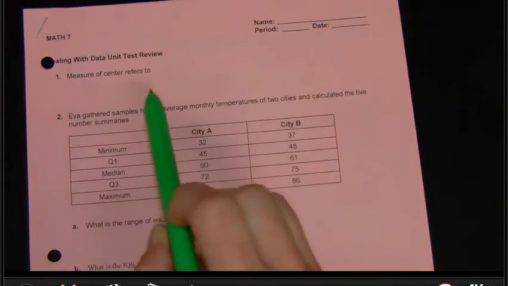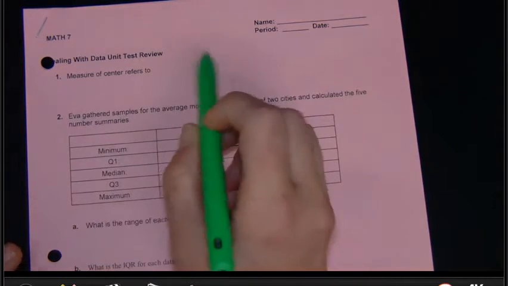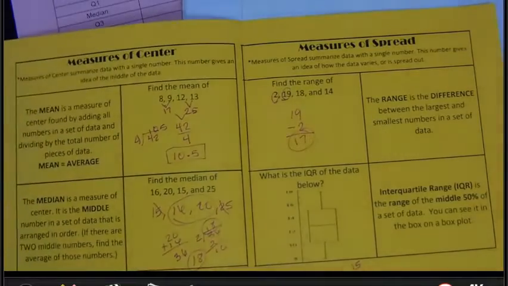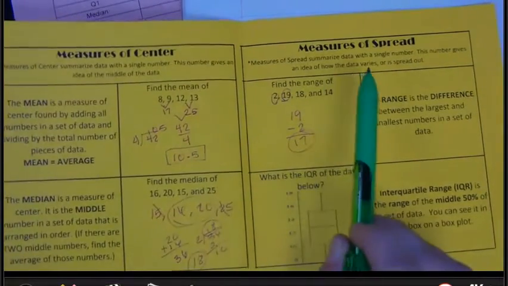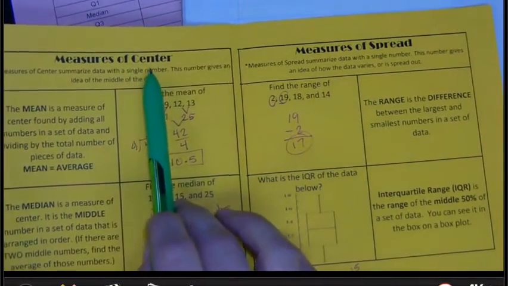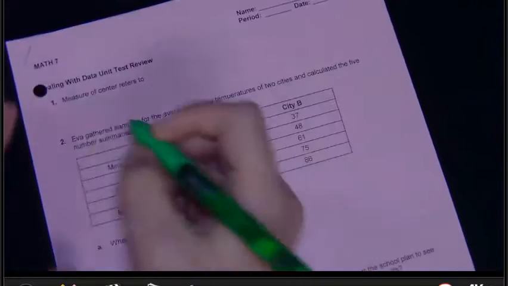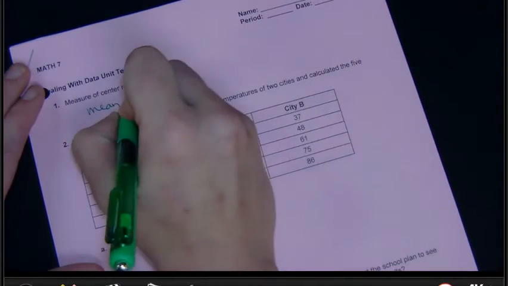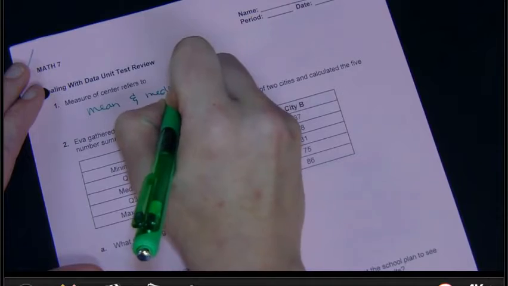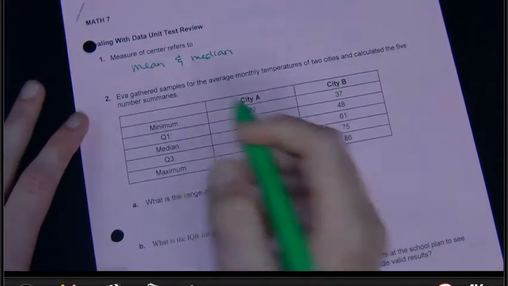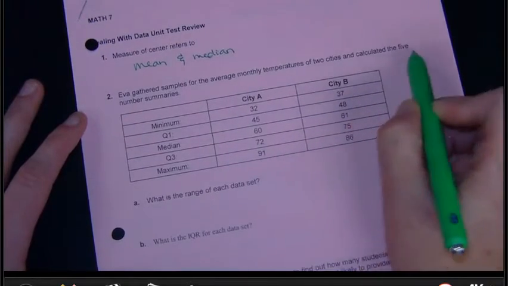All right, measure of center refers to, now this is what we taped into our spirals the other day. If you open back up your spirals to this yellow or whichever color it is, we're going to look at measures of center versus measures of spread. Underneath our measures of center, we measure it with two different ways. Our first way is through the mean, and our second way is through the median. It is the two measures that are in the middle. So mean and median. Okay.